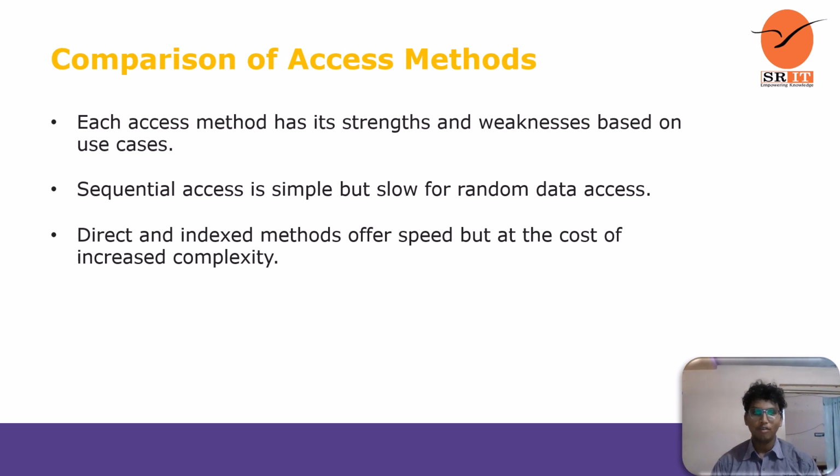Coming to the comparison of access methods, each access method has its strengths and weaknesses based on use cases. Sequential access is simple but slow for random data access. Direct and indexed methods offer speed but at the cost of increased complexity.